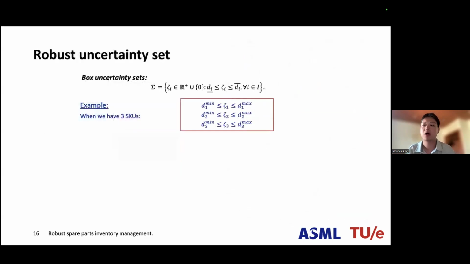So now we have algorithms, we have the model. Another thing we need to consider is how to build up the robust uncertainty set. In today's presentation, I only show two types of uncertainty sets. The first one is the simplest one, we call it box, because it only considers the upper bound and lower bound of each demand.